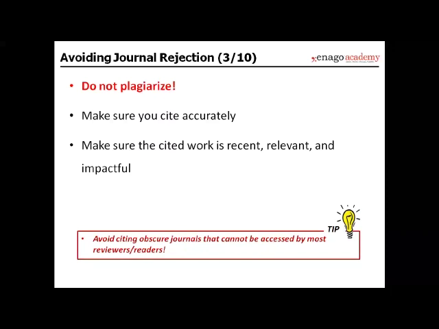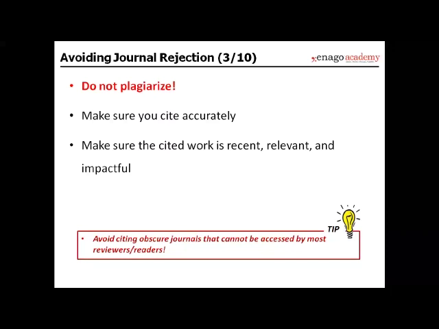So cite as many good papers, good journals from your field. Let's say if you're working in the area of biotechnology, cite some Nature Biotechnology papers, so something on those lines. And you should also avoid citing obscure journals that cannot be accessed by your reviewers and readers, because if you do that, then again it increases your chances of rejection, because the reviewers will not be able to access the articles that you have cited.